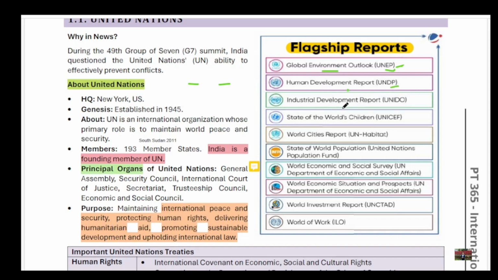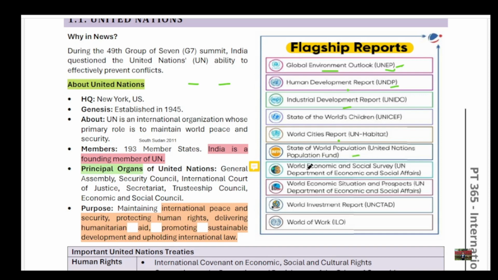The third one is the Industrial Development Report. It is basically released by the UN Industrial Development Organization. The fourth one is the State of the World's Children Report, which is released by UNICEF. Right, then World Cities Report, UN Habitat. State of World Population, right? It is released by the United Nations Population Fund, UNFPA.